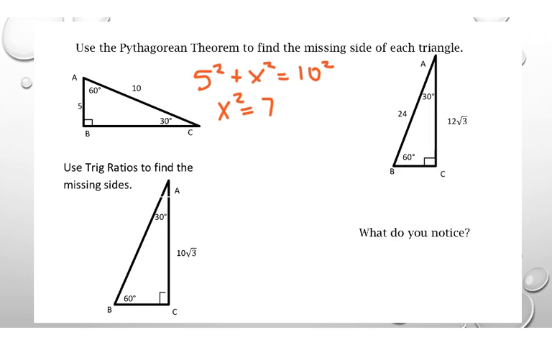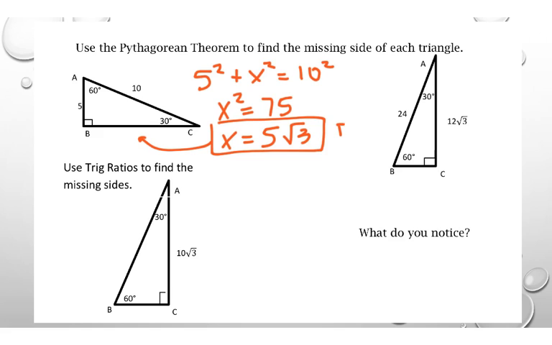And so you're going to have 100 minus 25, so x squared equals 75. Take the square root of both sides. Now when you take the square root of both sides, remember we do plus or minus, but because we're talking about the side of a triangle, the negative doesn't make any sense. So it's just going to be 5 square root 3, and that would be the missing side of your triangle.